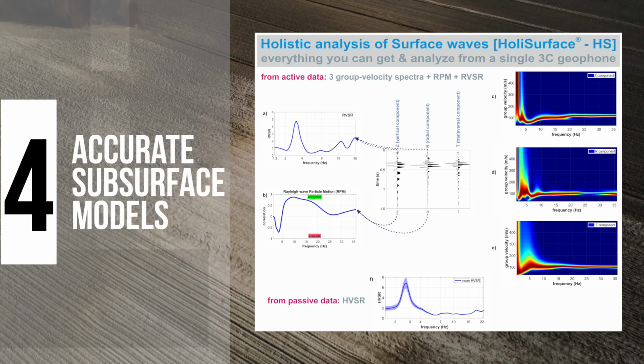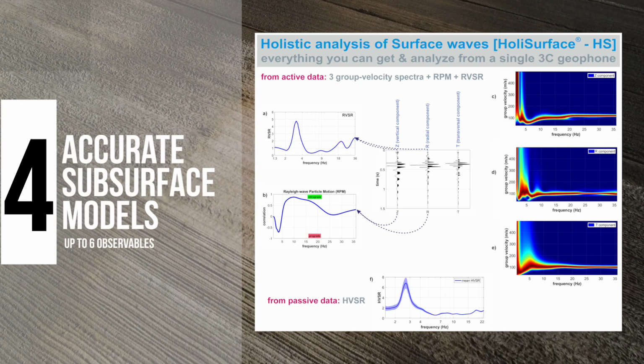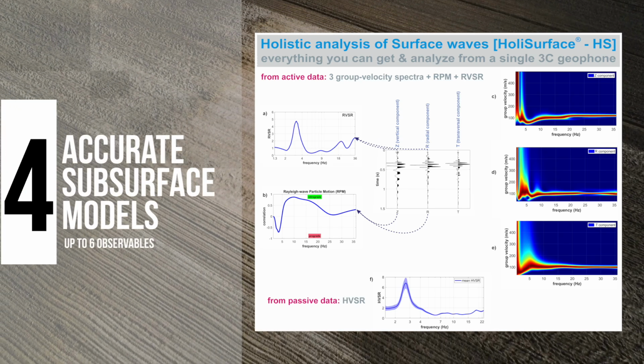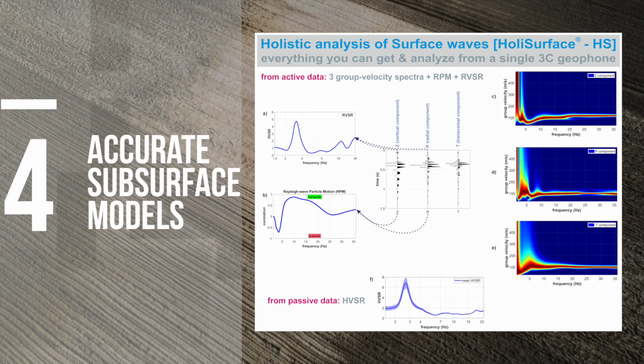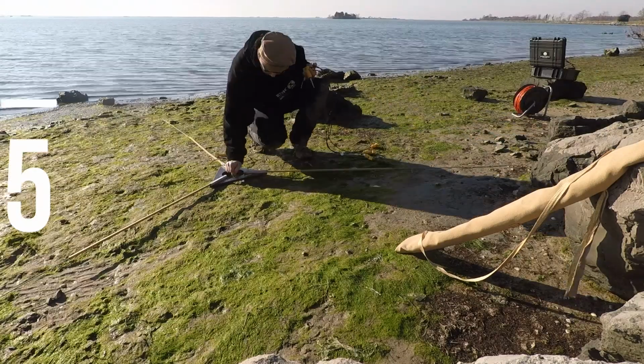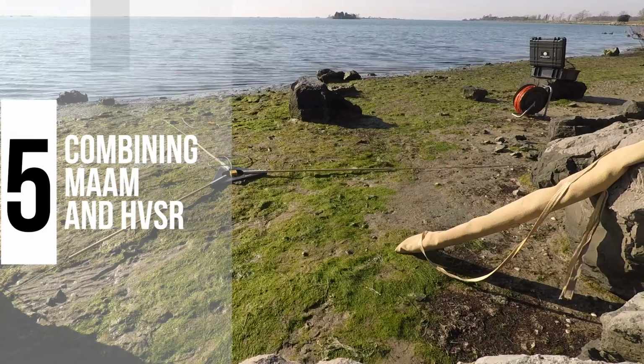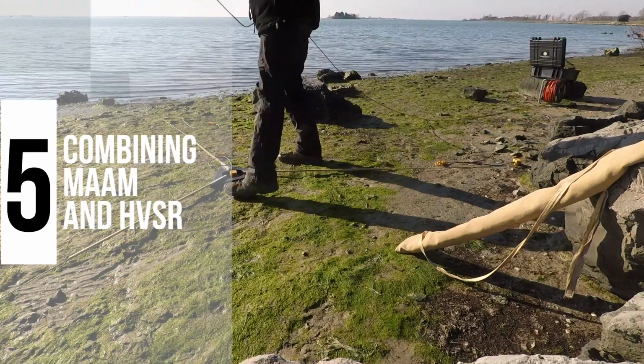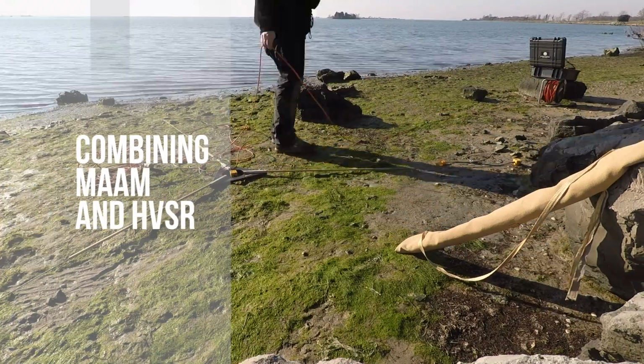Hybrid data from a 3C geophone lets you extract and jointly analyze up to 6 observables, ensuring robust and accurate subsurface models. When space is limited and traditional methods can't be applied, combining MAAM and HVSR offers an efficient solution.